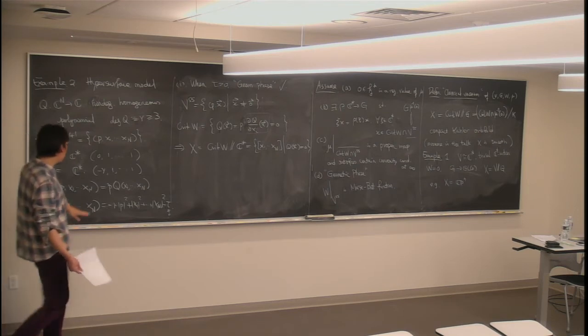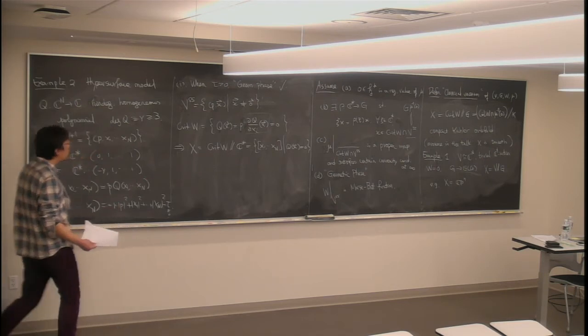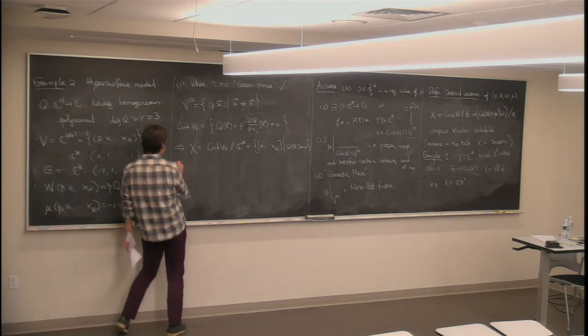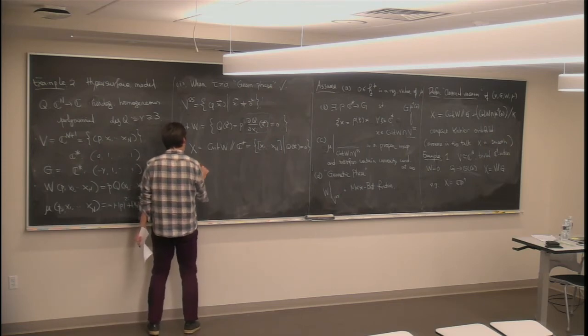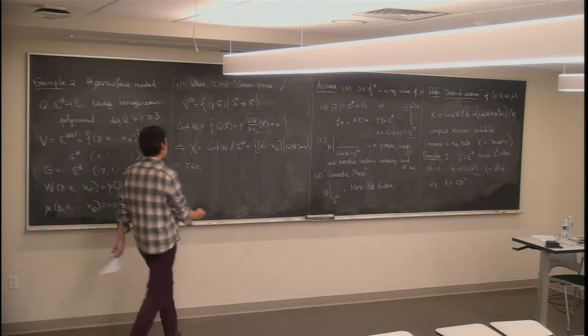So this is the geometric phase that is exactly when the constant term, negative tau, is positive. The other branch, when you cross the wall to the other chamber, you will get another type of situation called the Landau-Ginzburg phase.